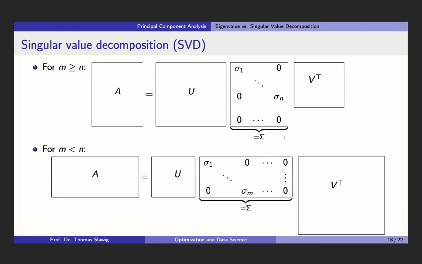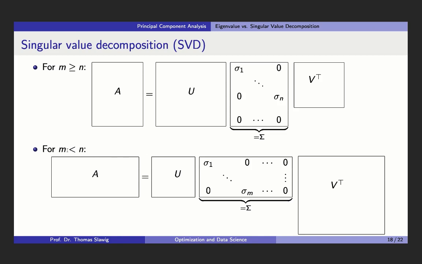This was the case that we had in the regression. We had more data points than parameters in our model. So we have a rectangular matrix like this. Then we get here the U, and the sigma looks like this, has a zero block under the diagonal. Here are the singular values. And here's the other orthogonal matrix.